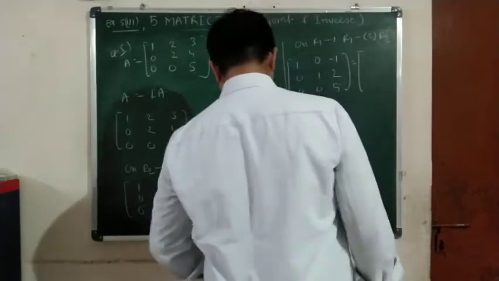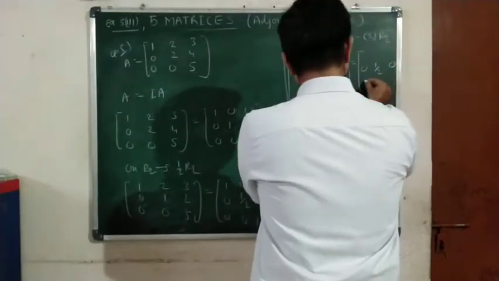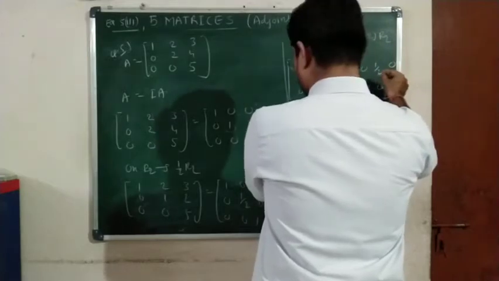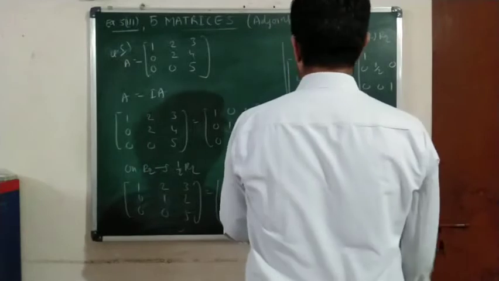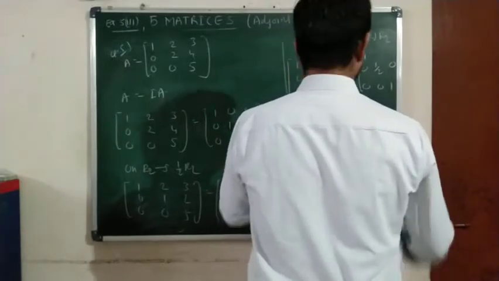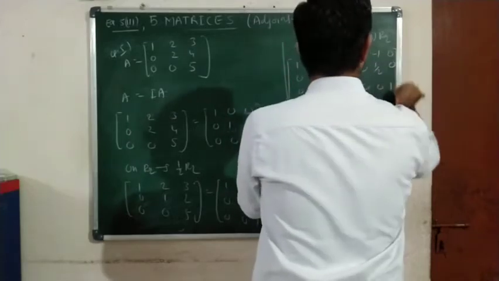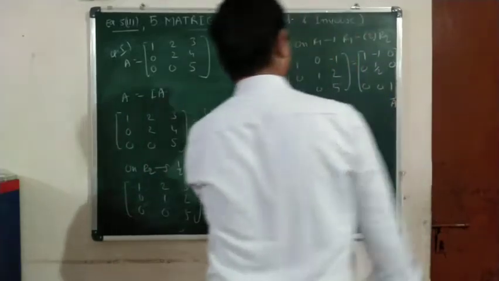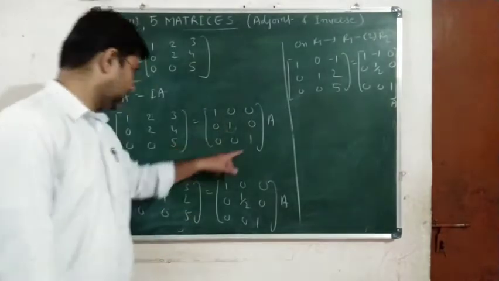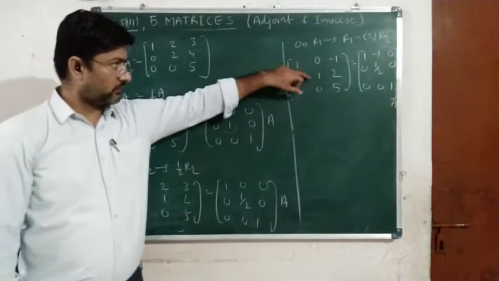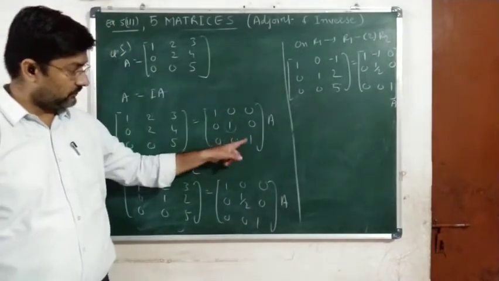Now corresponding changes on the right hand side: 1 0 0, 0 1 0, 0 0 1. Okay, multiplied by 2, so 1 0 minus 1 and here 0 only. Clear? Into A. So this is the next step. So now the second column also we got 1 0 0. Yes or no? Now the third column like this, 1 0 0.